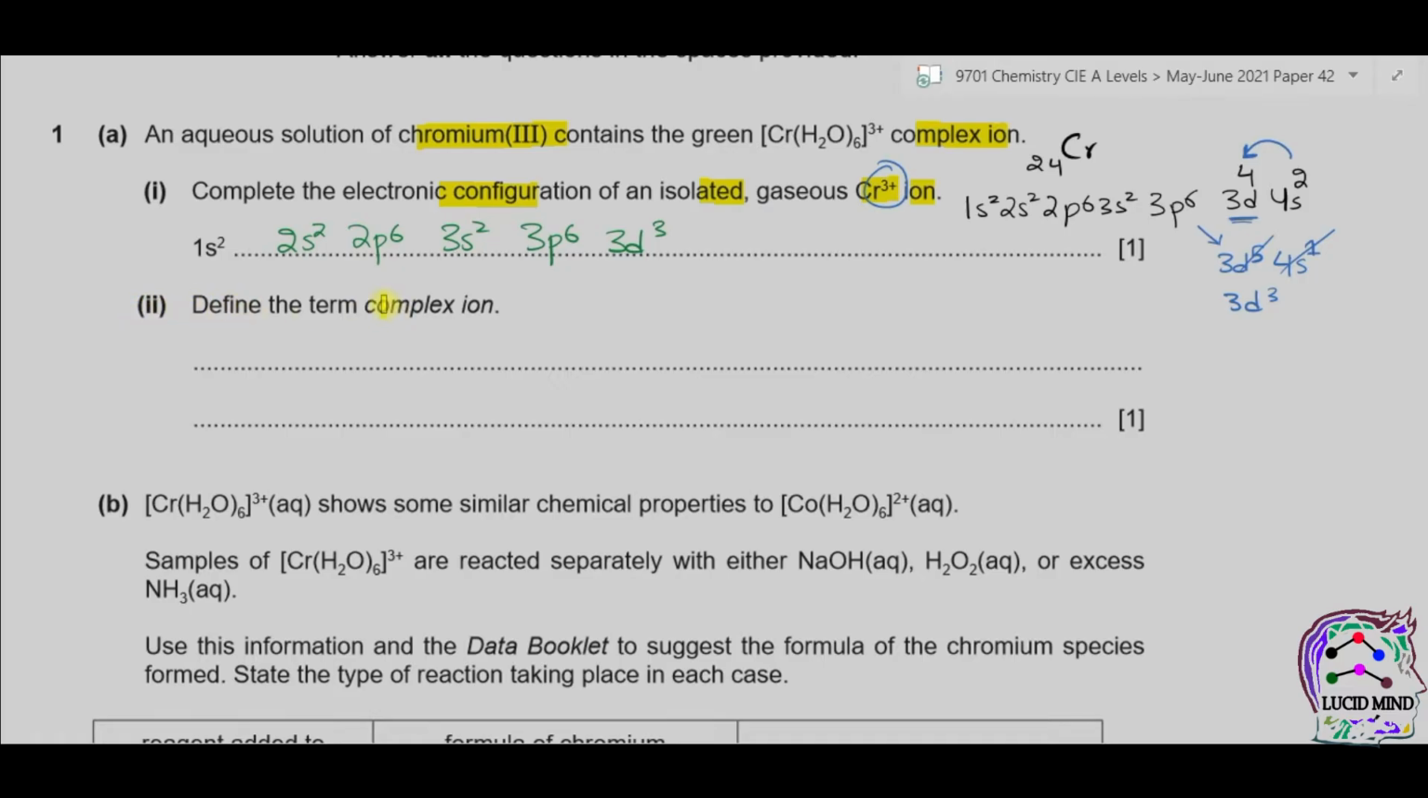Part 2. Define the term complex ion. This is a complex ion in which the central element or central metal is surrounded by ligands. Now we can write the definition.